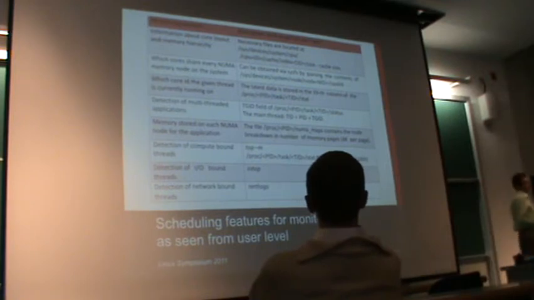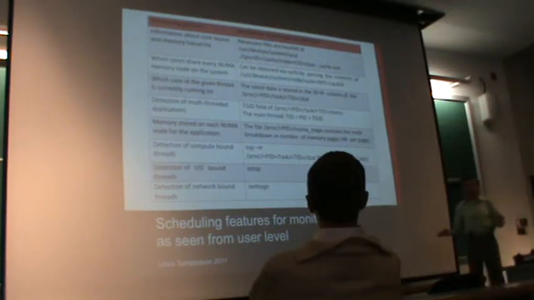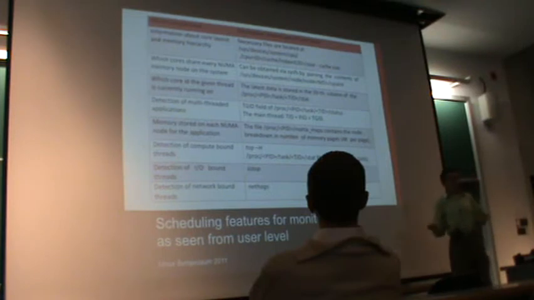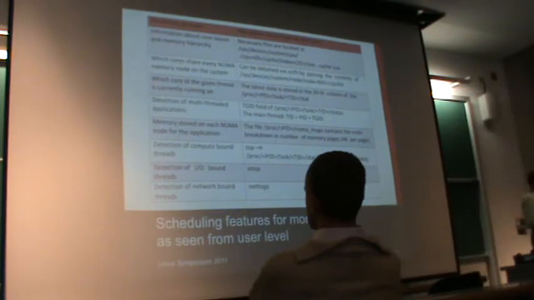If you want to schedule multi-threaded applications differently on user level, you need to additionally detect what threads are sharing the same memory footprint. And for that, you can use this file. Memory stored on each NUMA node for the application can also be accessed in the proc file system with numa_maps. You just have to break down per memory page for every memory node in the system for every memory footprint, right? So it's also quite easy to do.